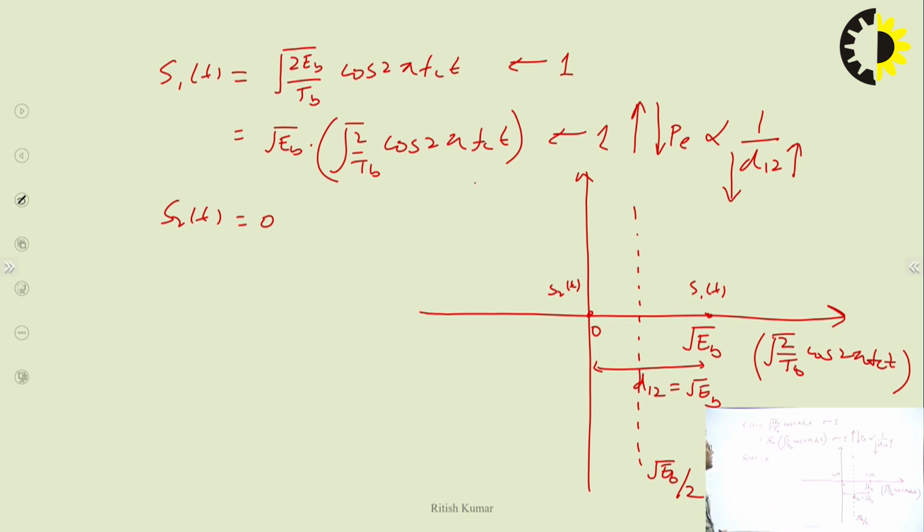I think this is all about ASK, amplitude shift keying modulation. I think up to this point, everything is clear to all of you. Thank you.